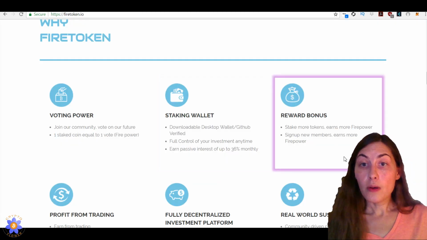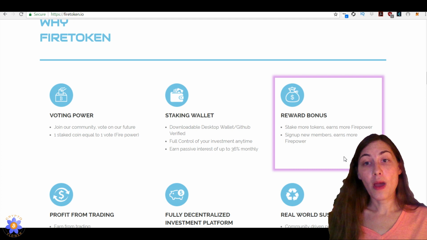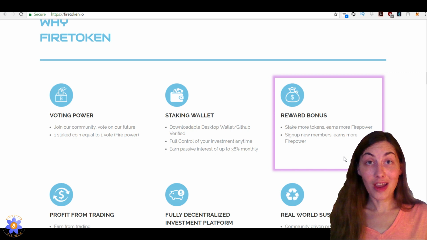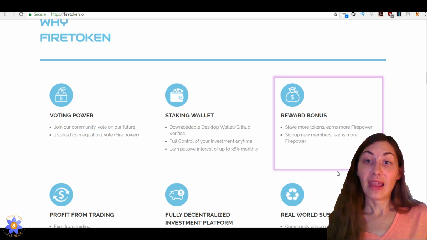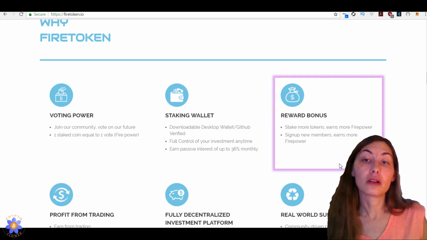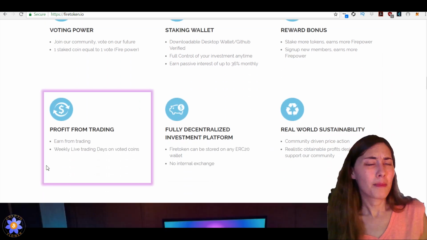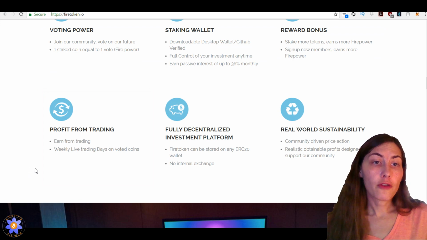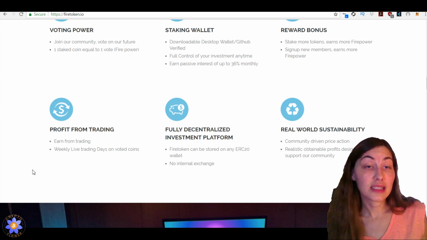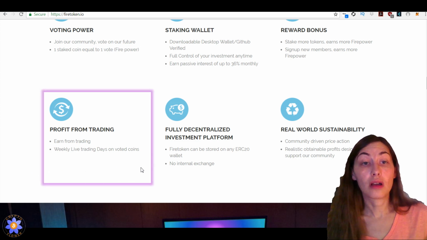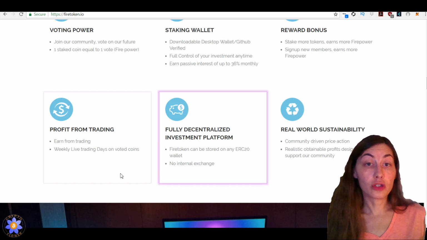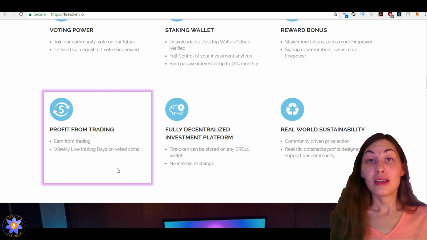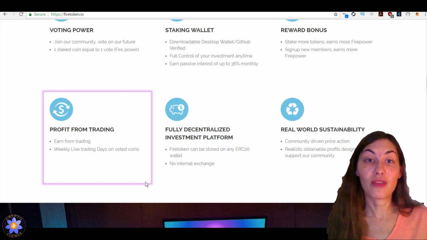Okay, so the reward bonus is stake more tokens, earn more Firepower. You'll get not only more Firepower rewards, but you will get more Firepower points to vote with. And if you sign up new members, you will also earn more Firepower, but it's not a multi-level marketing type of referral system. Okay, so profit from trading. You can earn from trading and see the weekly live trading days on voted coins. Again, though, they are not going to be taking their positions until they give you the results of the poll, so that you can get in ahead of that volume increase.